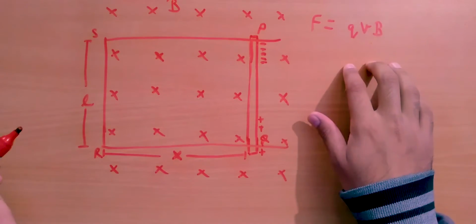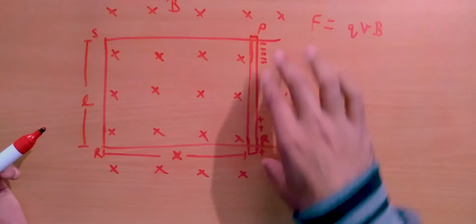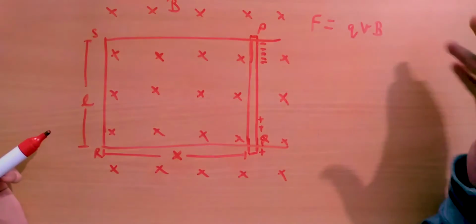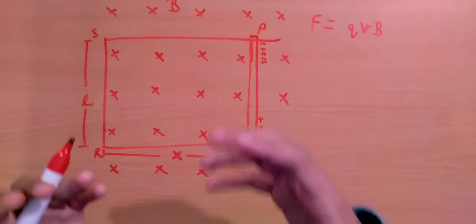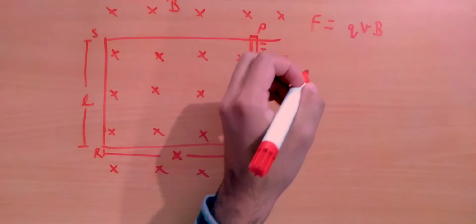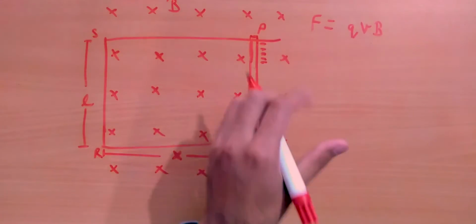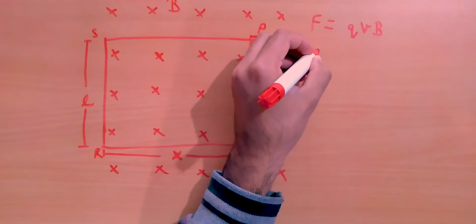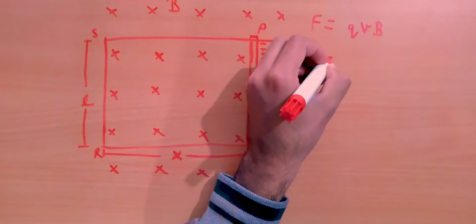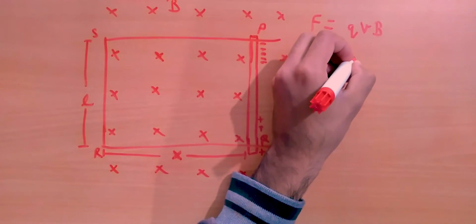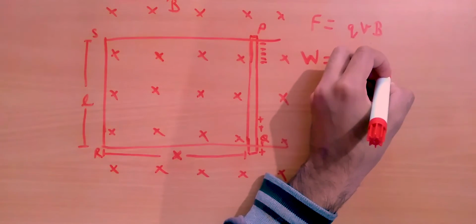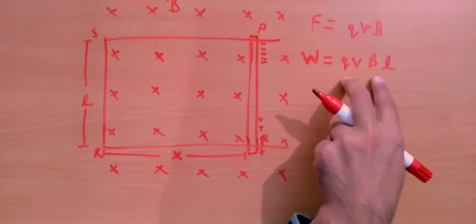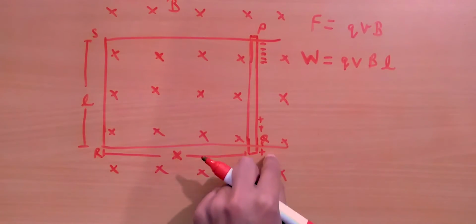Now because the charges are moving across a distance of L units, from one end to the other, we can say, and this is not a very rigorous proof, not a perfect proof, and I'll not get into the exact details, that the average work done would be QVB, which is the force, times L, right? What is work? Work is force times distance. QVB is the force, L is the distance the charges move.